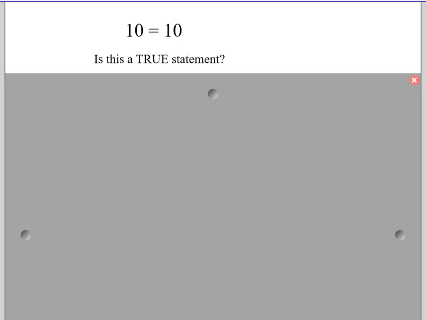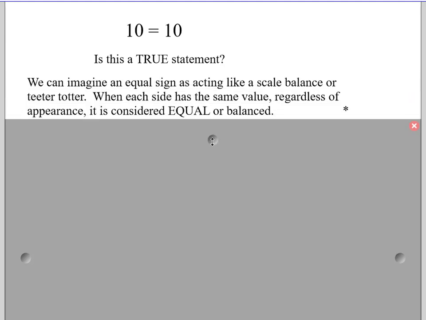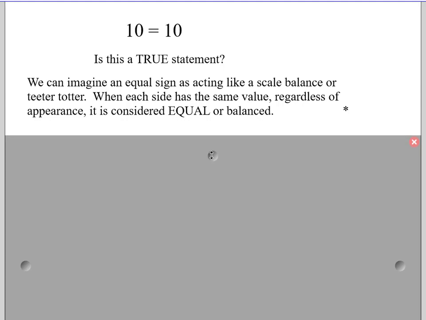Alright, so let's start with 10 equals 10. Is this a true statement? And hopefully I get a resounding yes, this is a true statement. So if we imagine an equal sign being like a scale or balance or teeter-totter, when each side of the equation has the same value, regardless of their appearance, it's considered equal. So this is really important.